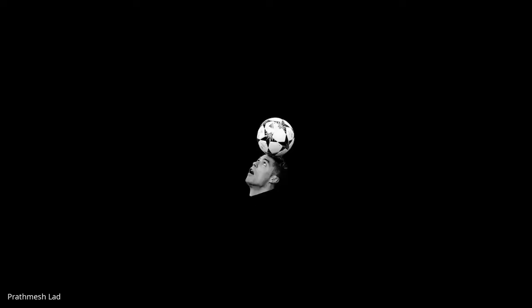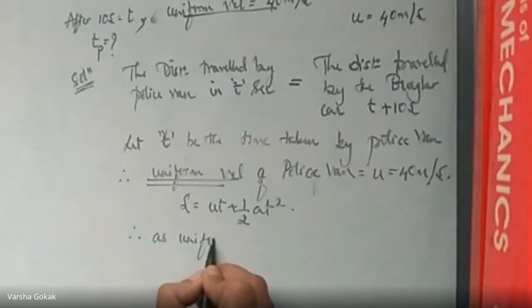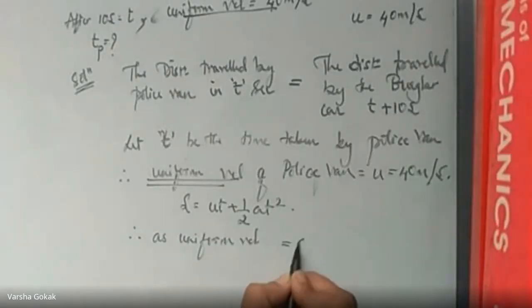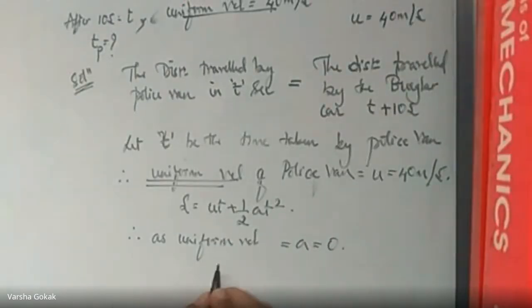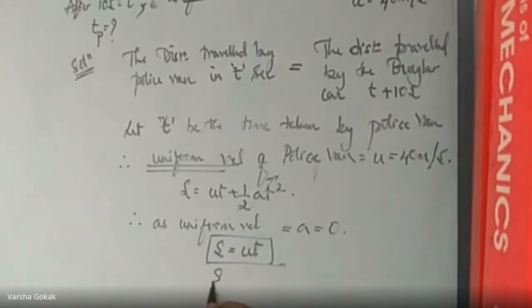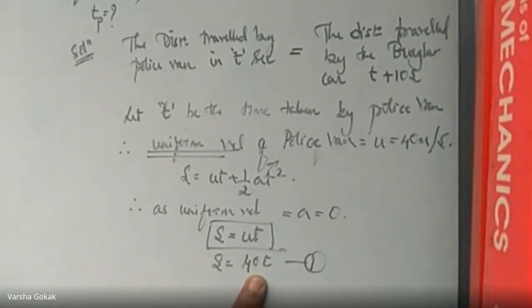As uniform velocity, therefore acceleration is becoming 0. So s equal to ut only, because half at square is going to get cancelled. So I have one condition, that is s equal to ut. In this, let us substitute s equal to u, which is 40, into t. This is our equation 1. So we have got one of the conditions.